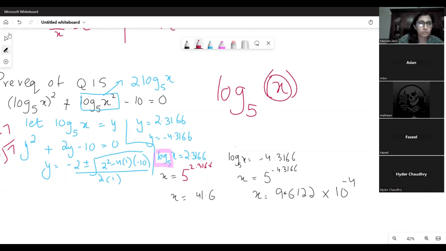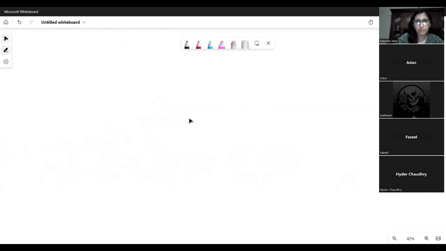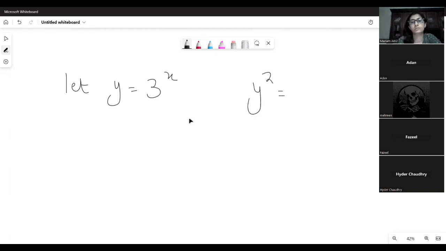Actually, so if we write let y equals 3 to the power x, then what would be y square? Three to the power x whole square. Okay, 3 to the power x whole square. And how can you simplify this? 3 to the power 2x.